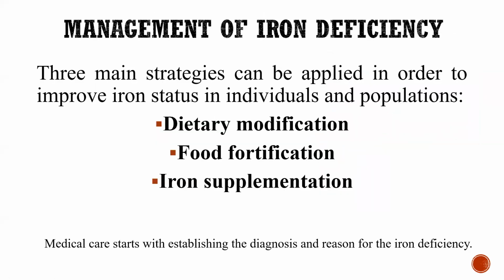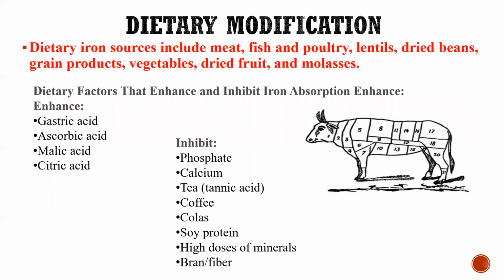Three main strategies can be applied in order to improve iron status in individuals and populations: dietary modification, food fortification, and iron supplementation. Medical care starts with establishing the diagnosis and the reason for the iron therapy. Dietary iron sources include meat, fish, and poultry, lentils, dry beans, grain products, vegetables, dry fruits, and molasses. Patients should avoid soy protein, teas, coffees, or phosphate, which interfere with iron absorption, allowing the patients to receive the benefit of their food.